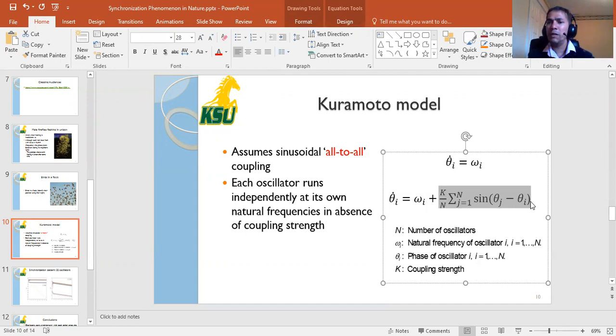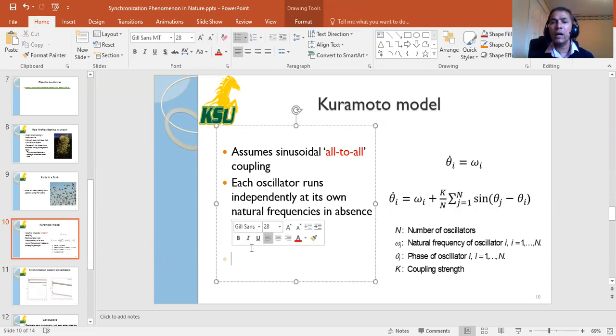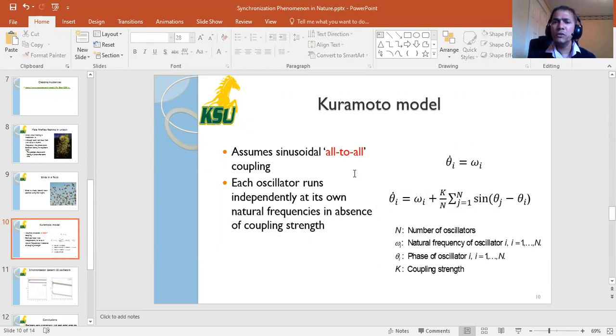Let's not worry about the mathematical details here, but let's just call this entire portion interaction or coupling, okay? That's why I'm using the words coupling strength here. Sinusoidal just means using a sine function. Don't worry about that; it can be another type of function. All to all means each oscillator is interacting with every other oscillator. That's why I'm using the words all to all.